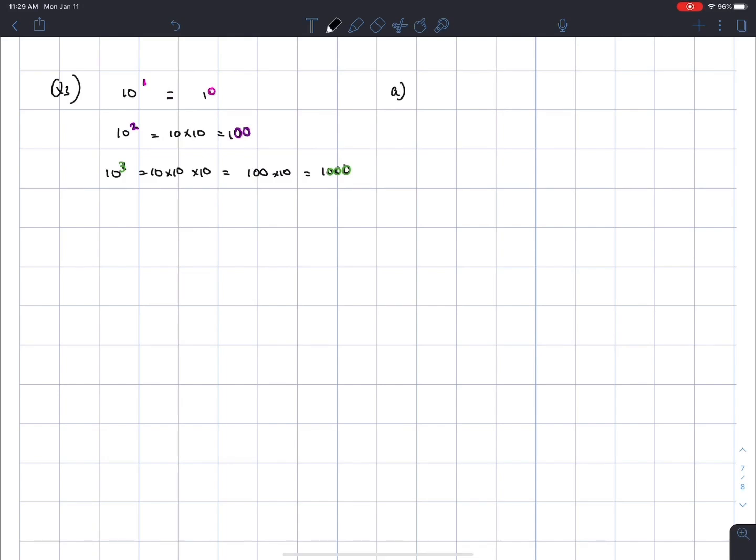So we are going to use this pattern to answer these questions. 100 will just be 10 to the power of 2 because there are 2 zeros. B is 1,000. So 1,000, there are 3 zeros. So our answer will be 10 to the power of 3. And 10,000, there's 4 zeros. So 10 to the power of 4. And finally, D, we have 1 million. There's 6 zeros. So it can be expressed as 10 to the power of 6.